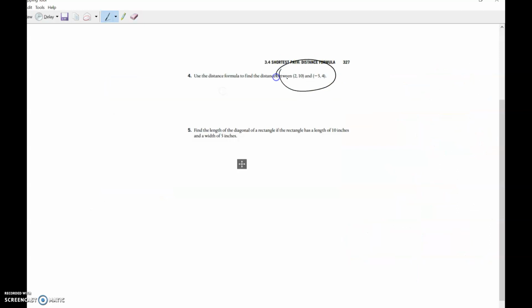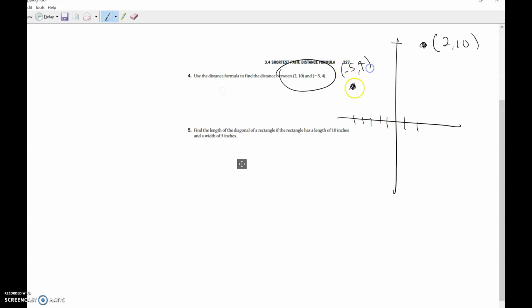Okay, so I want to find the distance between (2, 10), so say that's up here, and (-5, 4), so say that's about right there. Okay, so I want to know that distance. So you could just make a sketch, and you could draw the triangle in and figure it out. You need to know this distance on the x. Well, it's at a negative 5 and a positive 2, so this has to be a distance of 7. And from 4 to 10 is a distance of 6.